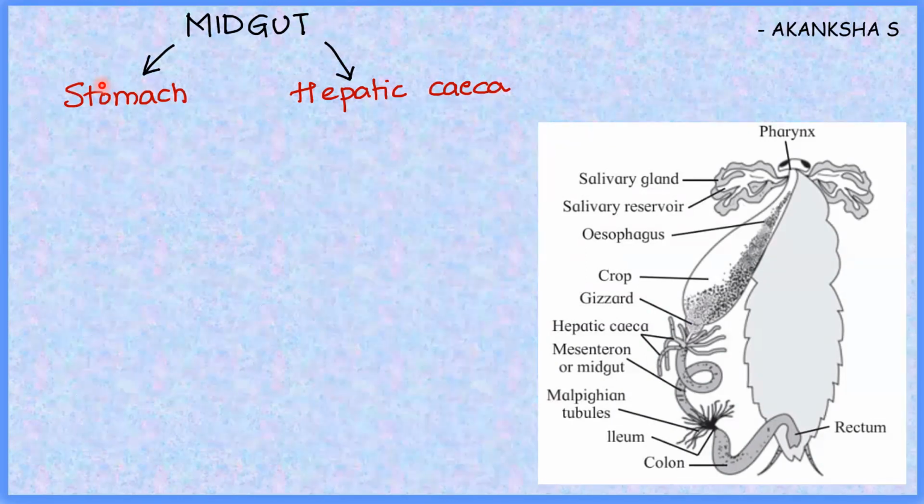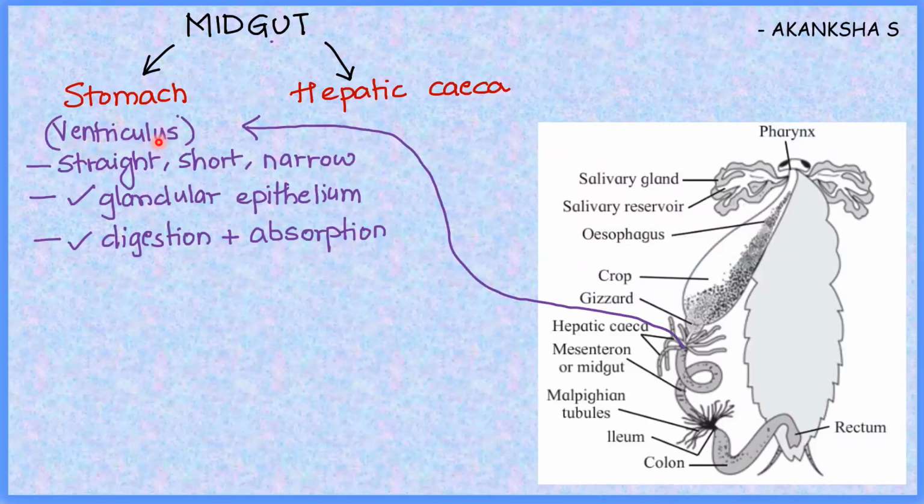Let's see the stomach first. The stomach is called the ventriculus in scientific language. Any part that is digesting and storing as well is called a ventriculus. This stomach is not actually visible in the diagram. It is internally present, internal to the hepatic ceca, which is why it's not properly visible. What is the role of the stomach? It carries out digestion and absorption. Now, in humans, digestion is done by the stomach, and absorption and assimilation is done by the intestine.